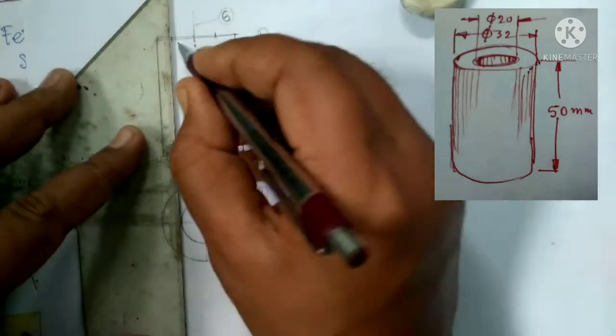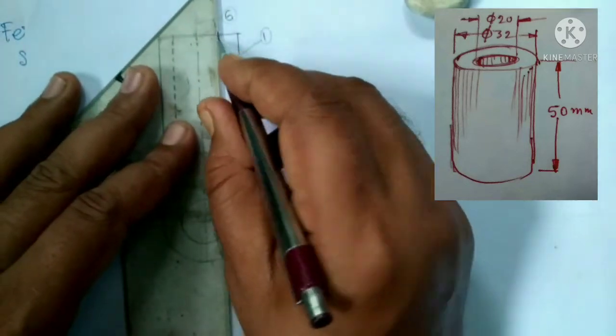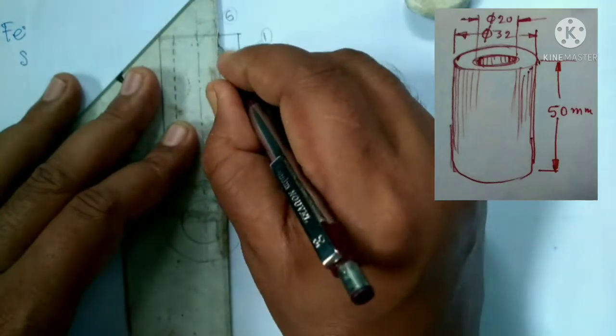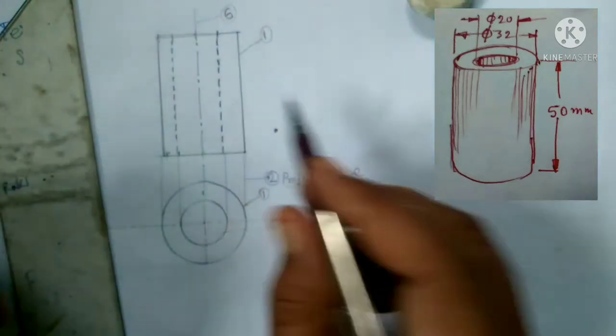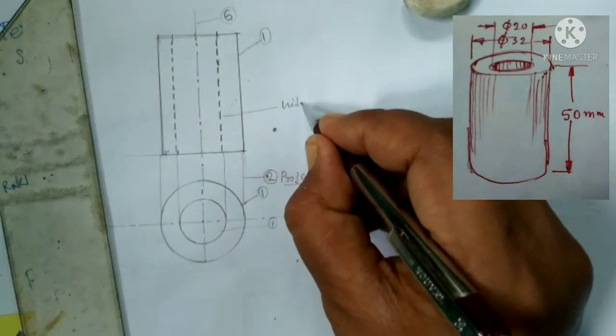Now we will draw the hidden line, which will be a dash line for the cylindrical hollow part. Those parts or edges which are not visible, there we will use a hidden line or dash line.